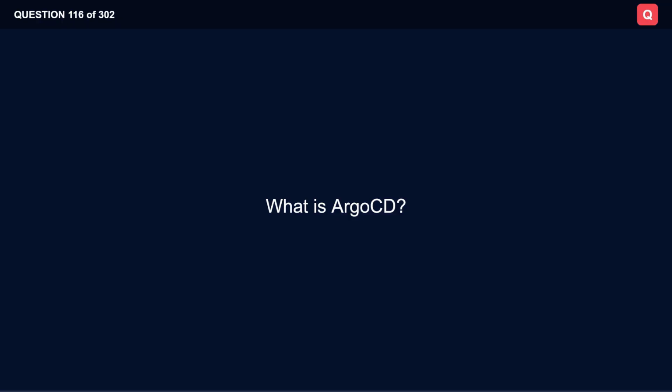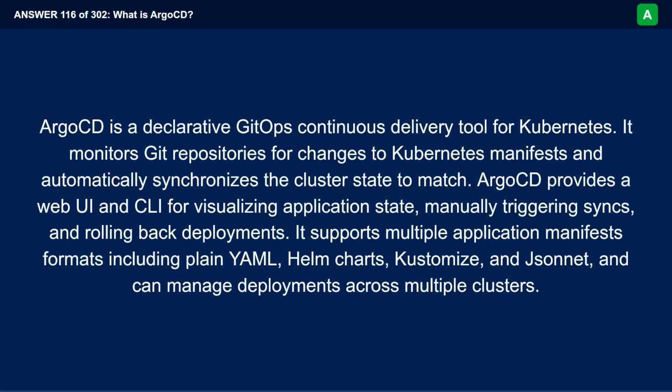What is Argo CD? Argo CD is a declarative GitOps continuous delivery tool for Kubernetes. It monitors Git repositories for changes to Kubernetes manifests and automatically synchronizes the cluster state to match. Argo CD provides a web UI and CLI for visualizing application state, manually triggering syncs, and rolling back deployments. It supports multiple application manifest formats including plain YAML, Helm charts, Kustomize, and JSON, and can manage deployments across multiple clusters.